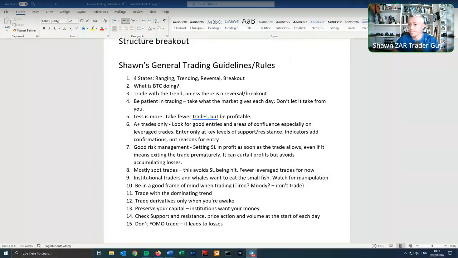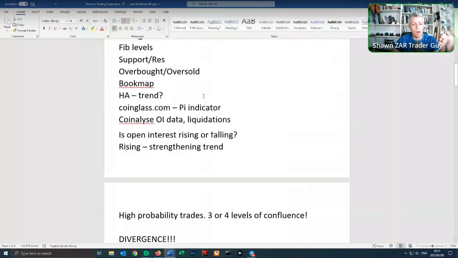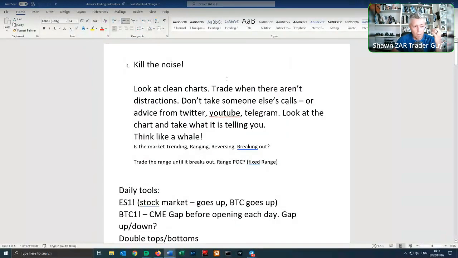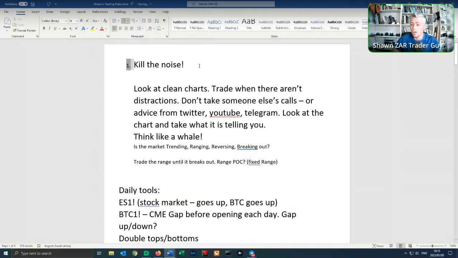Okay, cool. So you can see 4 stages, and Jordan, you referred to that as well. Is the market ranging? Is it trending? Is it reversing? Is it breaking out? And at the moment, the market is ranging. So there's a certain way that you'll trade that. And I look at these rules quite often, and one of the biggest things is kill the noise for me. So I don't like to look at news before I start trading. I don't look at any other YouTubers. I don't look at anything else on Telegram. And I look at the clean charts, and I look at what the charts are telling me.